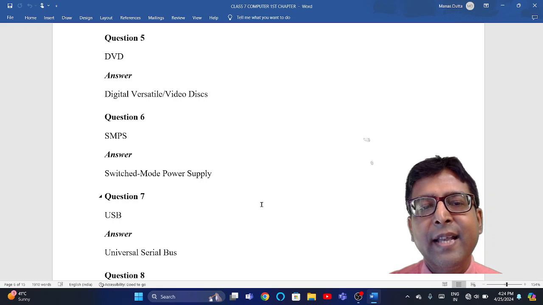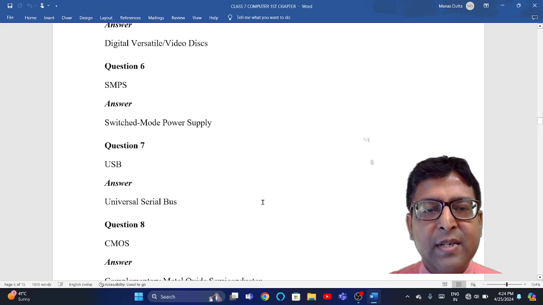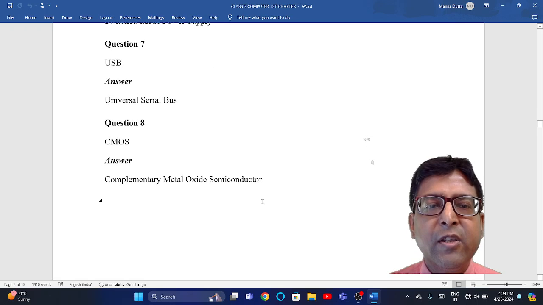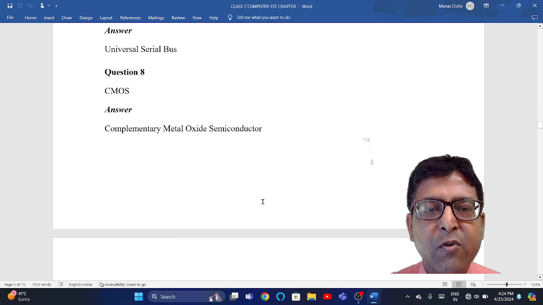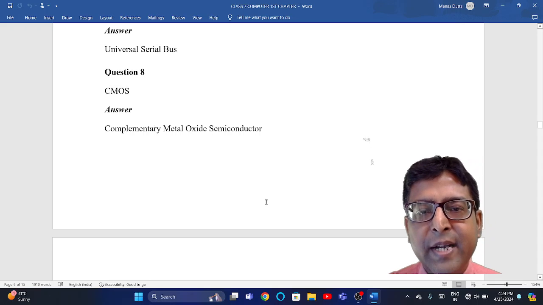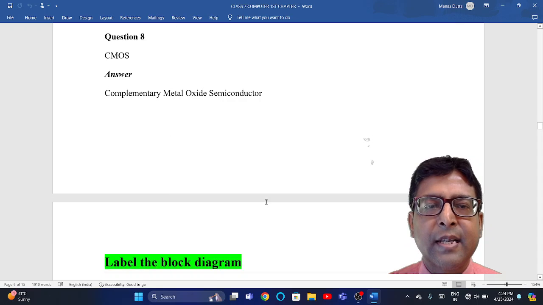Question 6, SMPS. Answer will be switched mode power supply. Question 7, USB. Answer will be universal serial bus. Question 8, CMOS. Answer will be complementary metal oxide semiconductor.